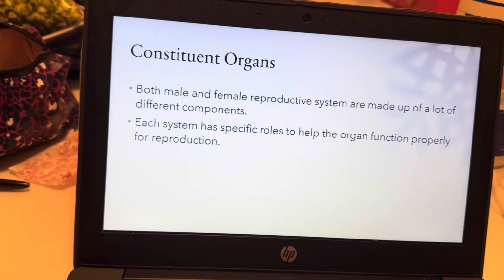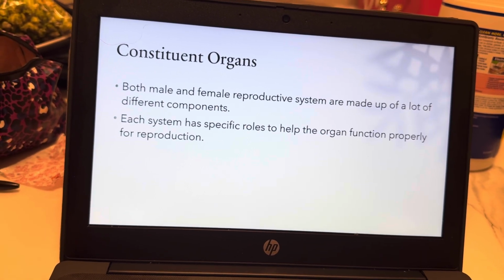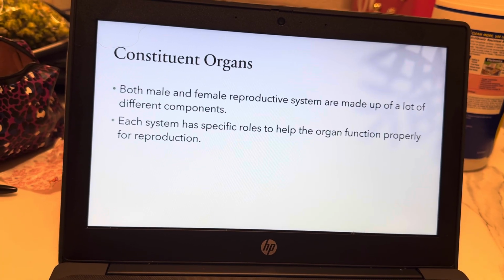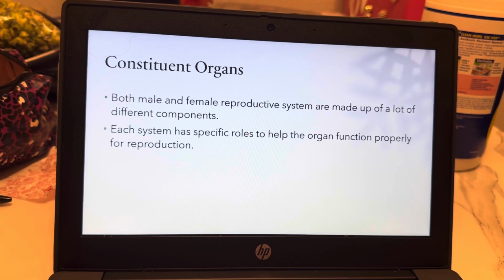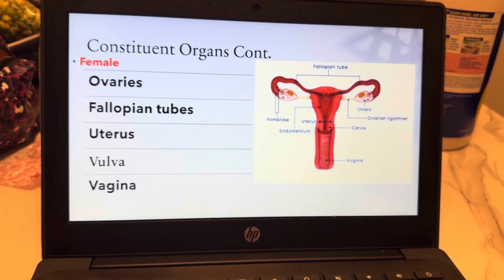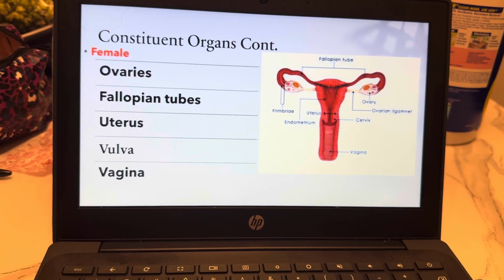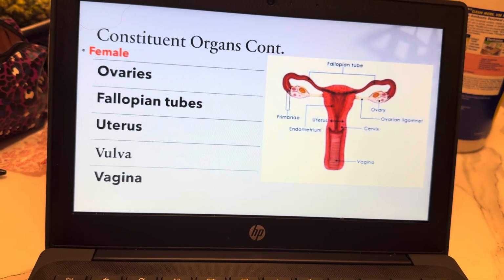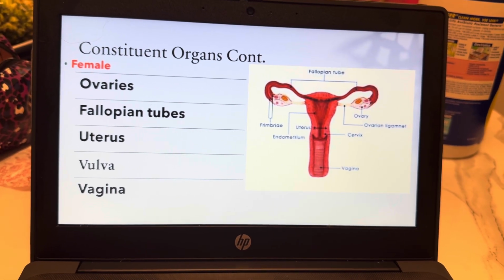The constituent organs for the reproductive system are made up of a lot of different components. Each system has specific roles to help organs function properly for reproduction. So here are some of the constituent organs for the female, which consist of the ovaries, the fallopian tubes, the uvula, the vagina, and the uterus.